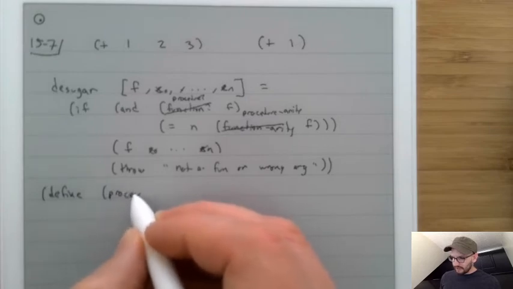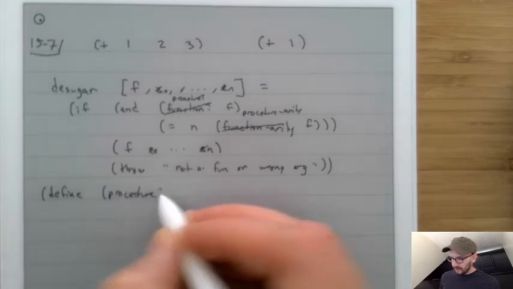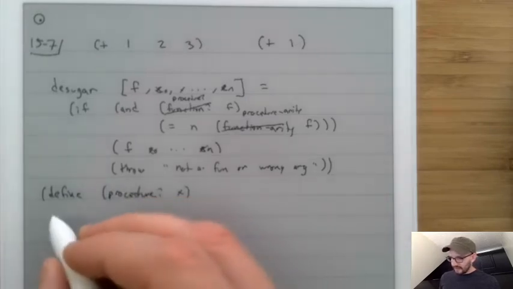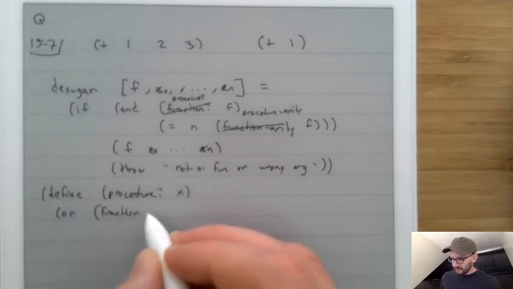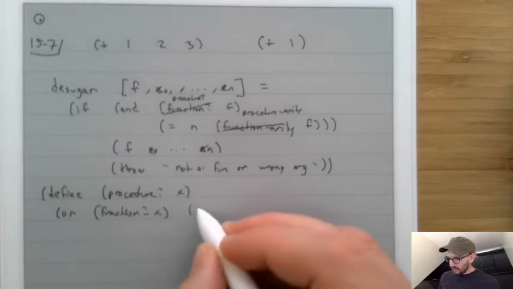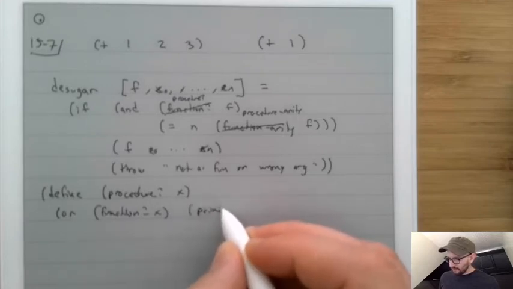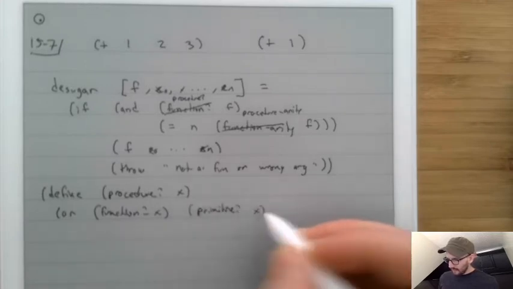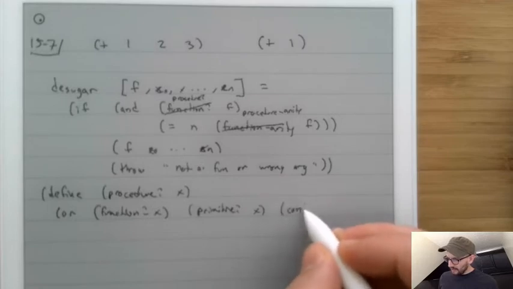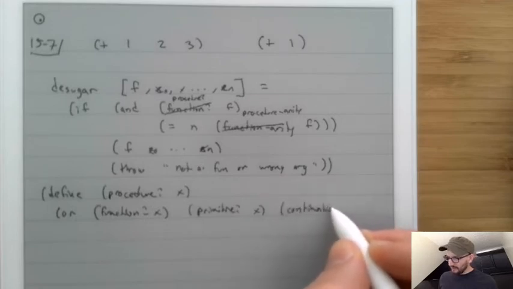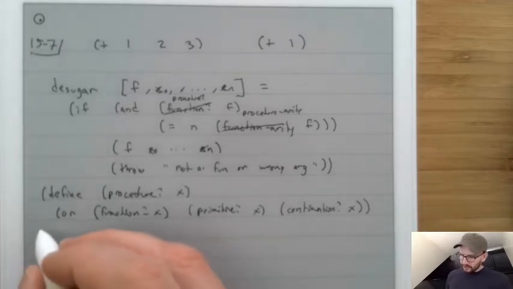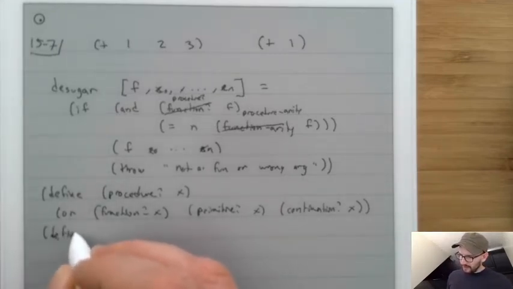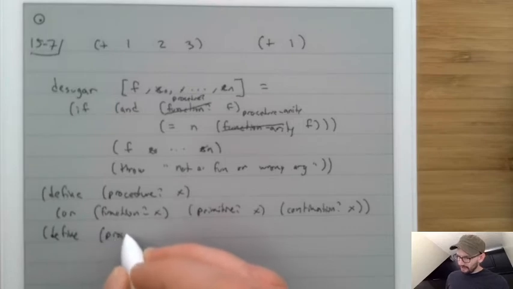We would say procedure? of x, and it would say: is it a function, or is it a primitive, or is it a continuation? Because remember, continuations can be applied. And then there would be another function that would be called define procedure arity.